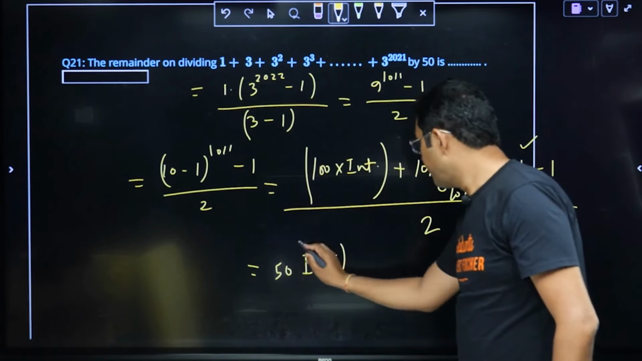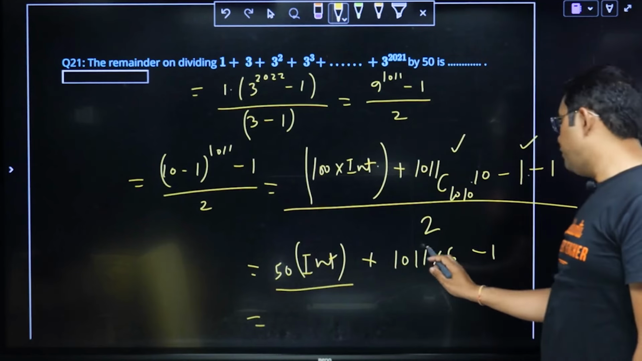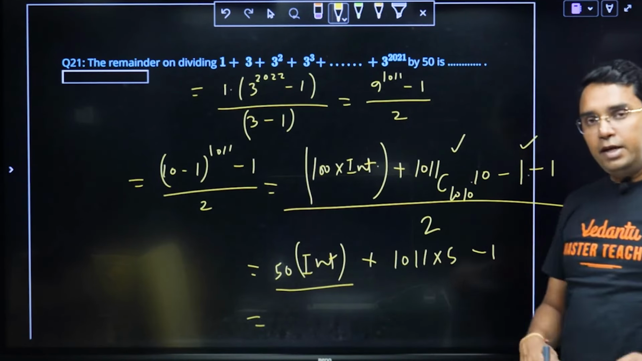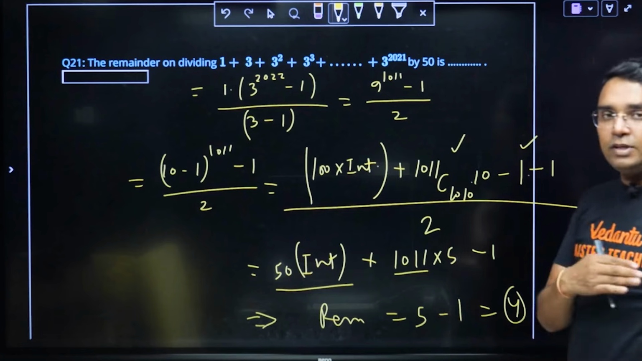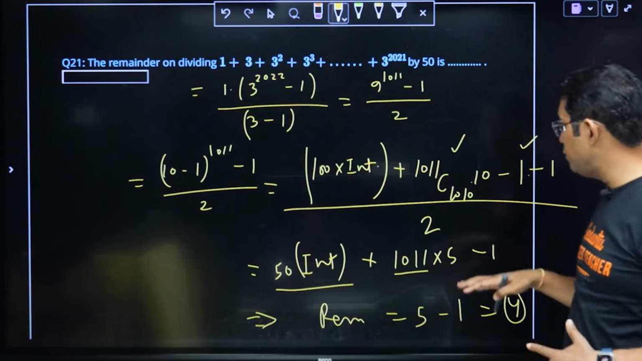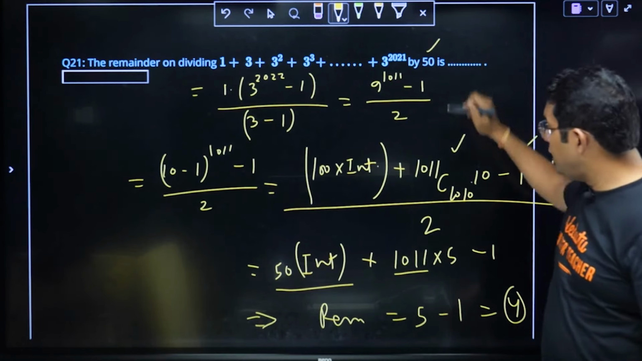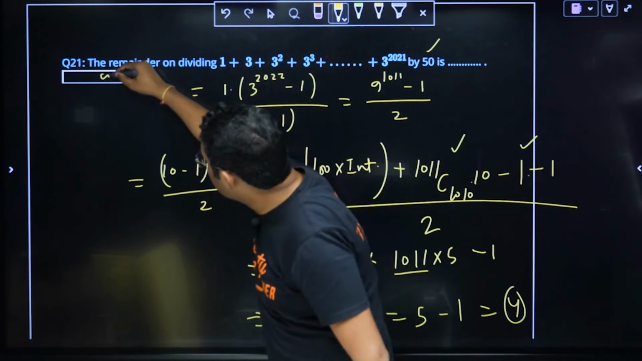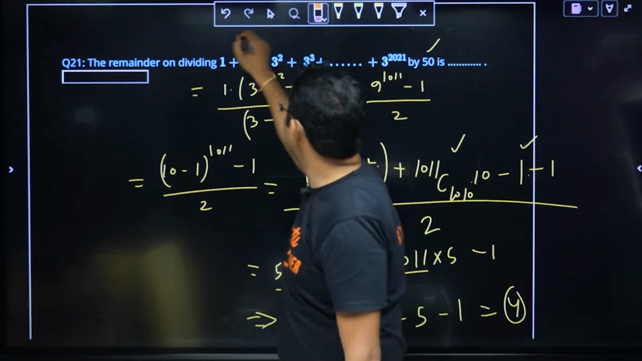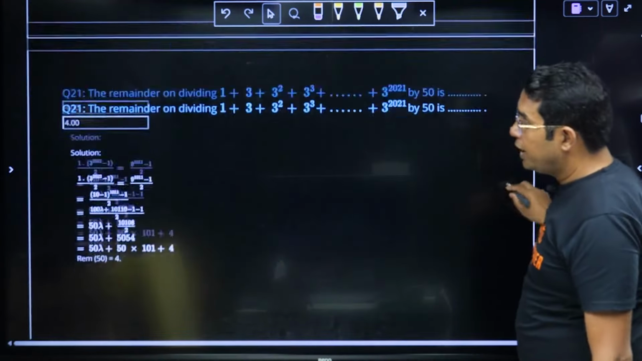And this 2 if you divide it here, this is 1011 into 5 and minus 1 here. This is already divisible by 50, and here if you try to divide by 50, I think 1010 into 5 is divisible by 50, so the remainder would be just 5 minus 1, that is 4. You just split it as 1010 plus 1, into 5. 1010 into 5 is divisible by 50, so 1 into 5 is remaining, minus 1 is also remaining, so the remainder here would be 4.